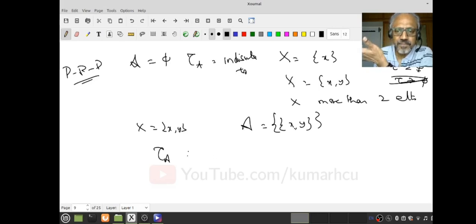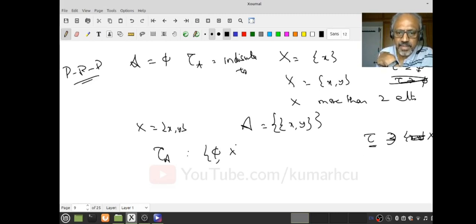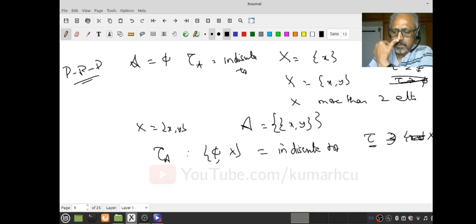So, you are looking for the smallest topology which contains this collection, the singleton here. But notice that this is nothing other than X. So, you are asking for the smallest collection which contains X. Therefore, it is again the empty set and X. Therefore, it is the discrete topology. Do you follow that?